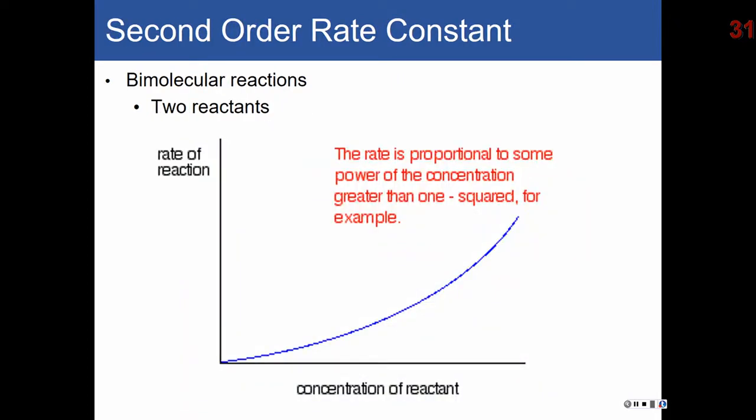Second order reaction rates, they're okay. You're still going to end up having a fairly good drug release. But again, the second order reaction rate constant is based on a bimolecular reaction, or using two reactants. So the rate, again, is proportional to some power of the concentration greater than 1, squared. So you've got your concentration of reactant here and the rate of reaction over here. You don't really need to know that part. You just need to know what the curves look like, if it's a first order or a second order.